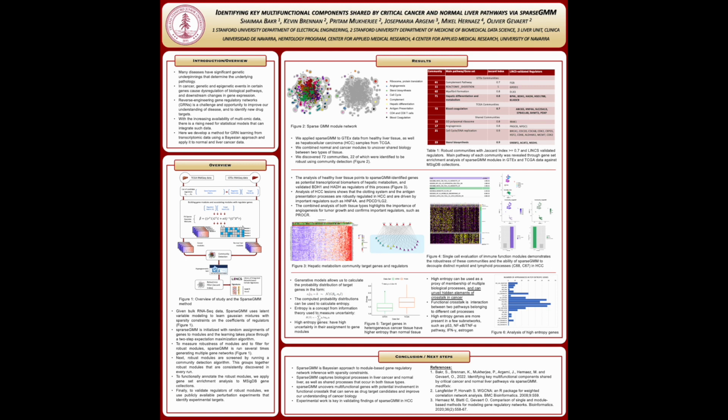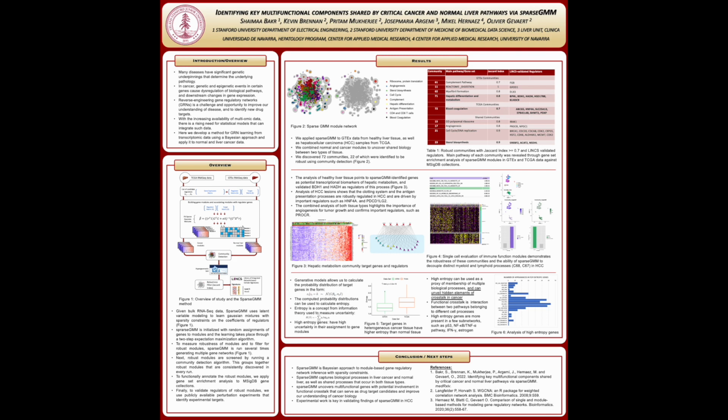We applied sparseGMM to data from healthy liver tissue as well as hepatocellular carcinoma samples from TCGA. We combined normal and cancer modules to uncover shared biology between two types of tissue. We discovered 72 communities, 22 of which were identified to be robust using community detection. The definition of robust community is one with a Jaccard index greater than or equal to 0.7.